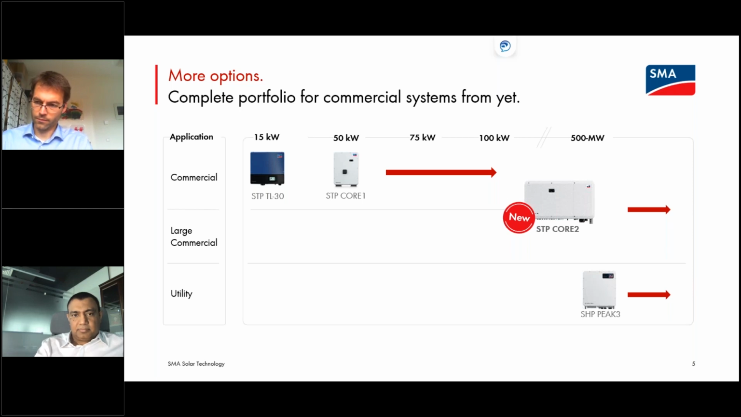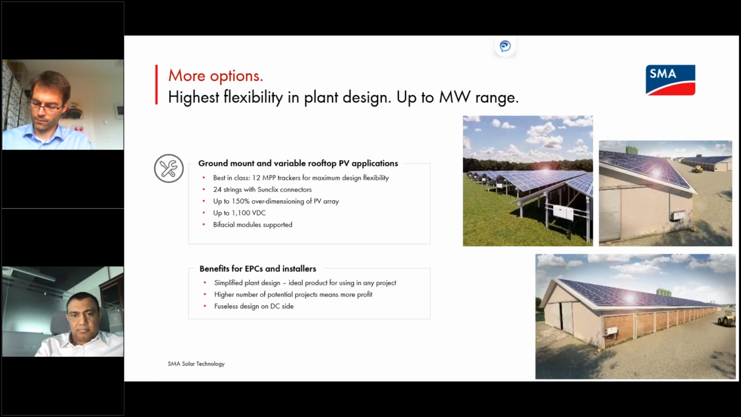starting from next month. Here are the technical details at a glance. We do have 12 MPP trackers for different angles and applications, so also with shading, no problem. What is different to most of our competitors is we do have 24 strings that can be connected through our SunClix module connectors. They are very easy to handle, very safe and secure. This is one of the biggest differences to our competitors.